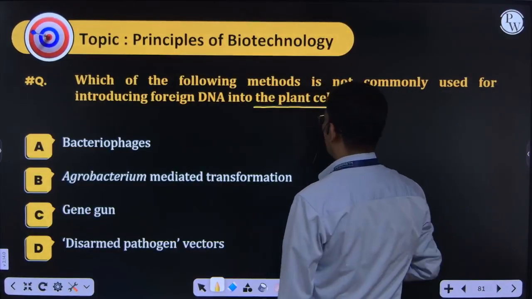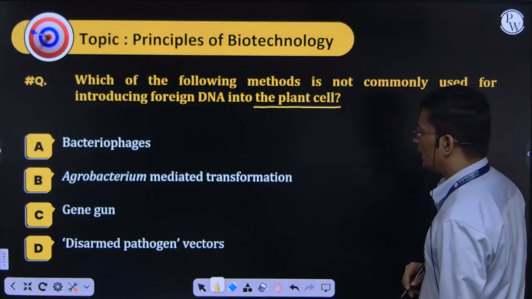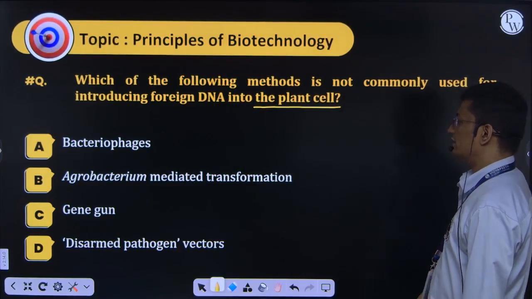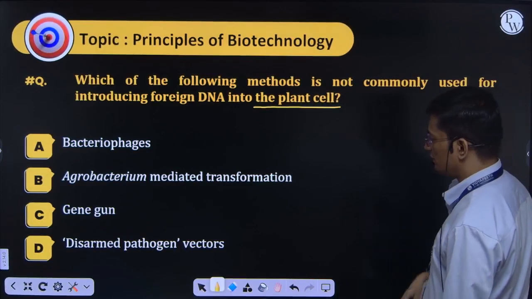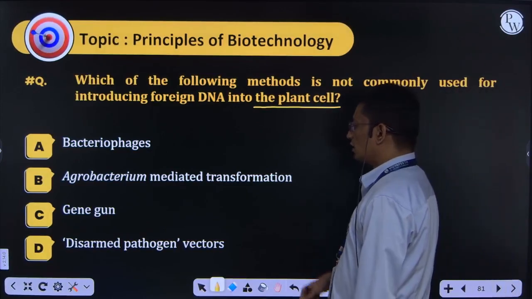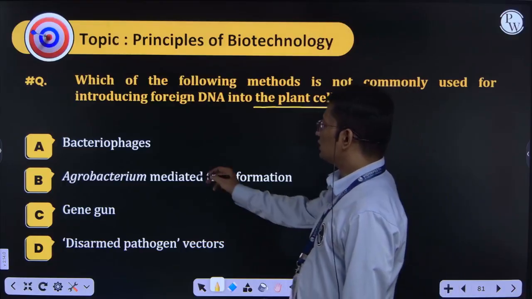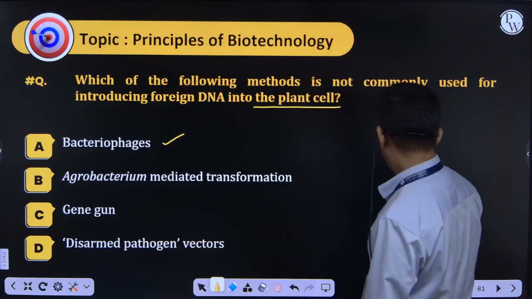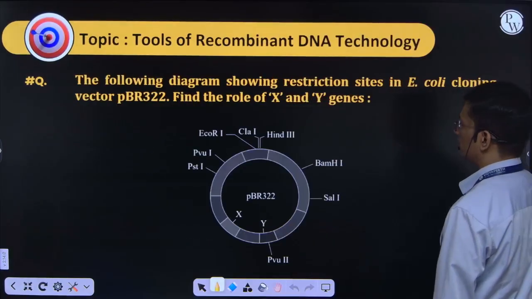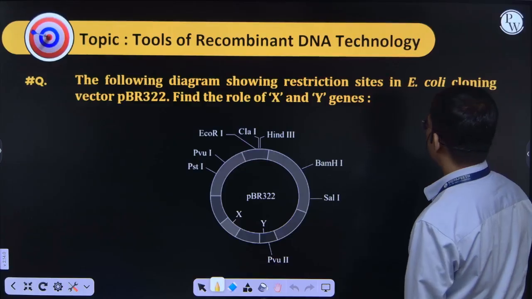Which of the following methods is not commonly used for introducing DNA into the plant cell? For introduction into the plant cell, we use Agrobacterium mediated transformation, gene gun with gold particles coated with DNA, and disarmed pathogen. But bacteriophage we are not using. Bacteriophage is for bacteria.